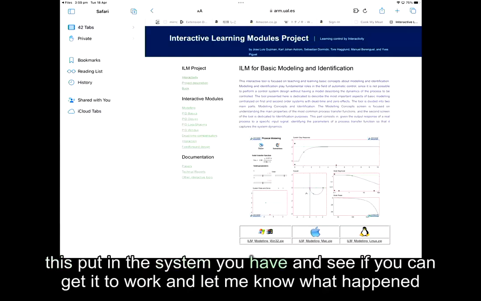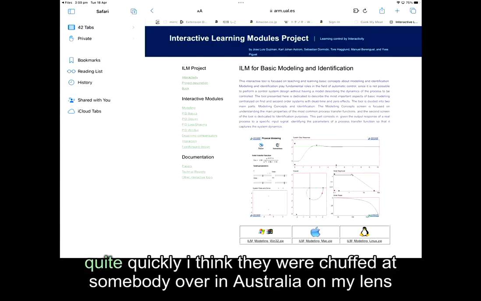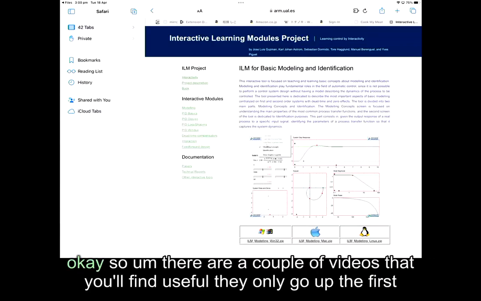Put it in the system you have and see if you can get it to work, and let me know what happens. I think the Apple one worked, but if it doesn't work for Windows, let me know and I'll write to them. And they were quite quick. I think they were chuffed to hear from somebody over in Australia recently.